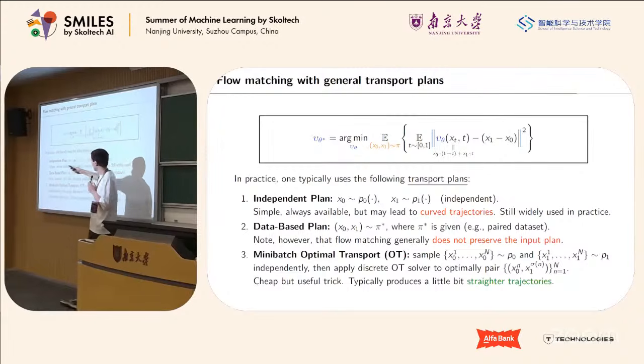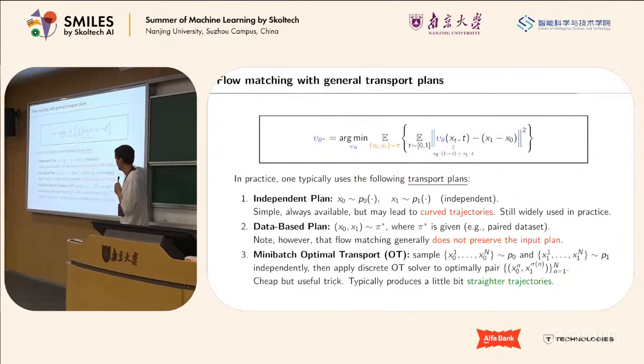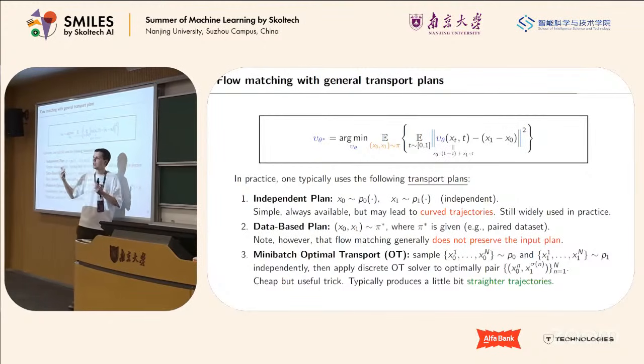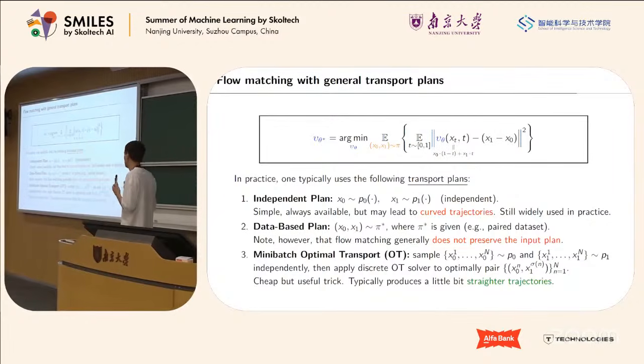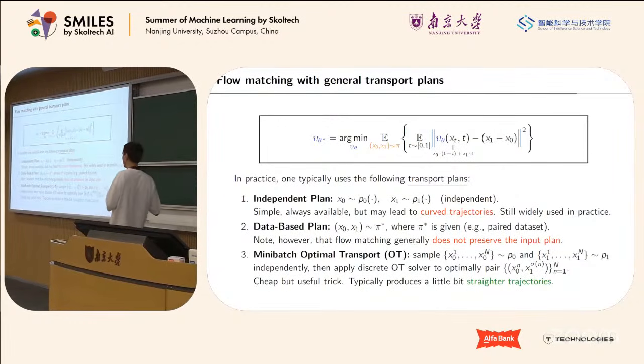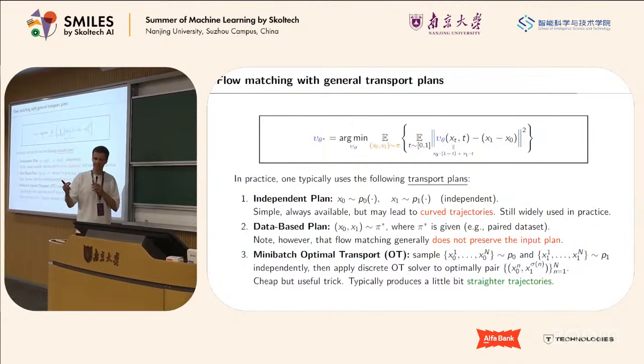But the question is, which transport plans, which pair dependencies, can be used? One thing you already know is the independent transport plan, when x0 and x1 are just independent. You can use it, but the trajectories you obtain are quite curved and not always useful for generation, because it may require a lot of evaluations of your base model to generate new data. So another variant which is usually considered is the so-called data-based plan. What is this?